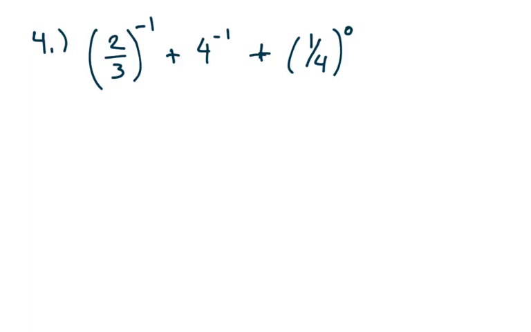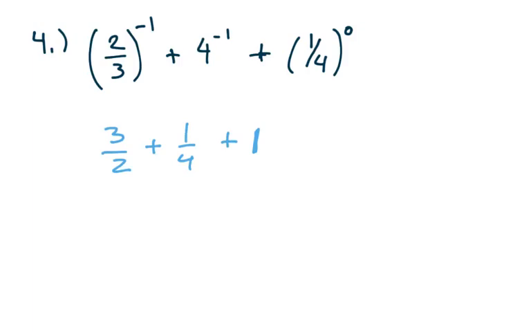So, 2/3 raised to the negative 1. Once again, we know that when we're raised to a negative, that means we're going to do the reciprocal. 4 to the negative 1, once again, we know that that means the reciprocal. And 1/4 to the 0, we know that this is going to just simply be 1. So let's clean this up.